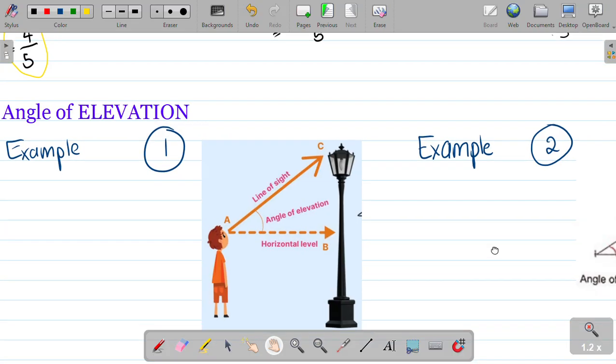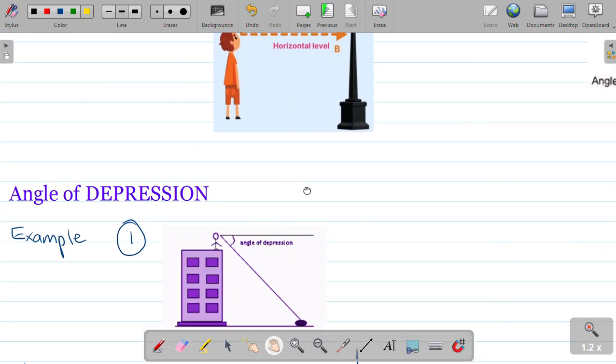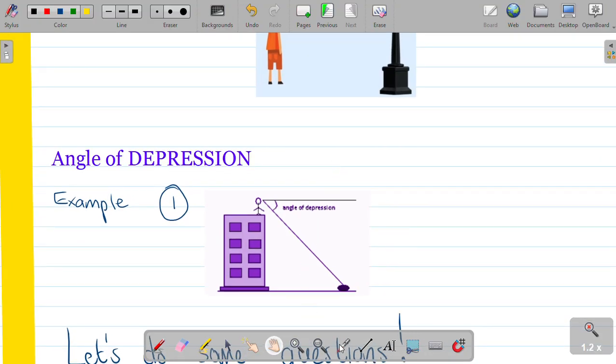Over here in example number 2, very similarly, you'll see there's a building. It's going from this point over here to the top of the building. You'll see that there's a right angle over here, and again from a horizontal, the angle would therefore be considered the angle of elevation. Let's have a look at what happens with angle of depression. Say, for example, there's a person at the top of the building, and they're asking for the angle of depression.